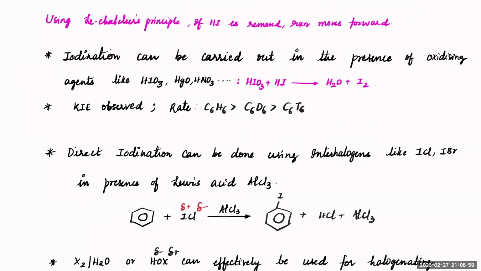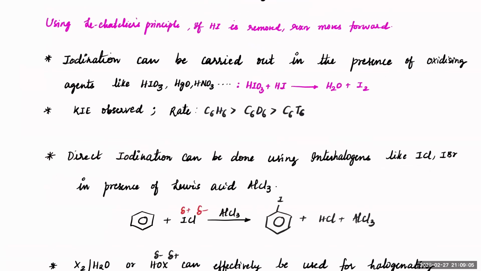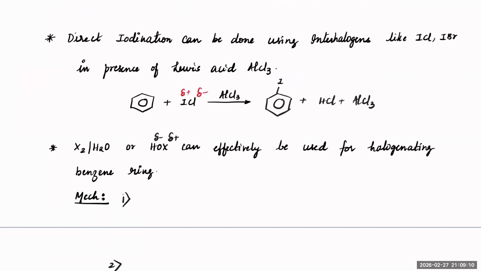Okay. Of course, in iodination, the kinetic isotopic effect is observed. And if you want to avoid this entire idea of taking an oxidizing agent, you can directly take ICl, which are interhalogens, like ICl, IBr, then there is no problem here. It is a direct reaction. If you take AlCl3, first AlCl4 minus will form, I plus will be developed, benzene will attack on I plus, you will get iodobenzene here. In such a case, there is no problem.